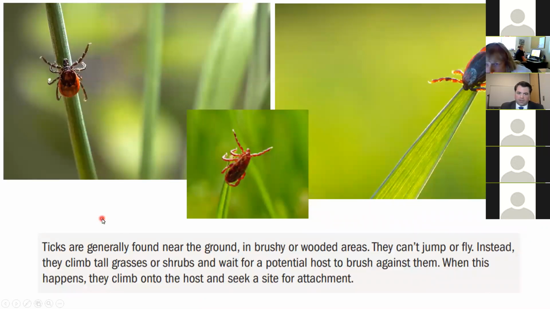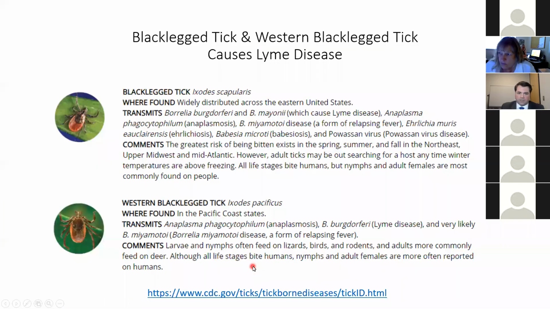And ticks are generally found near the ground. They climb up on a leaf or a blade of grass, and they just put their arms out and wait for somebody to pass by. They can't jump, they can't fly. They just crawl up and wait for someone to walk by, which I always look at and think, what are the chances something's going to walk by and they're going to actually attach? But they climb onto the host and then attach onto the person.